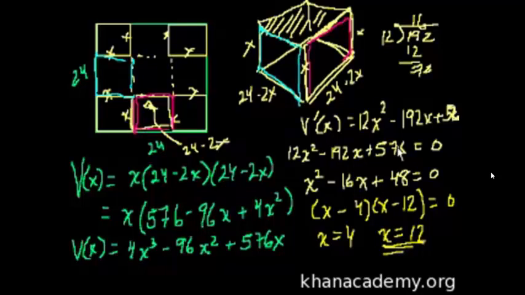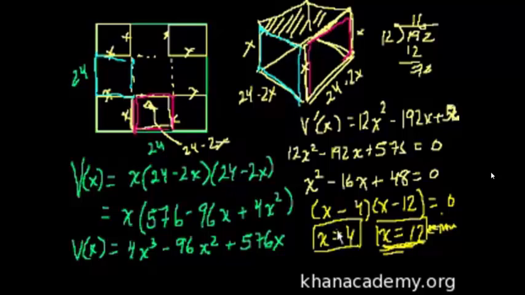What will happen to the volume of the box? If x is equal to 12, what is the length of this base? It's 0, right? Because the length of this base is 24 minus 2x. So this would be 0, this would be 0. So this is a point where we have a volume of 0. So you know that this is going to be a minimum point. And if you want to verify it, take the second derivative of the volume and evaluate it at 12, and you will realize that we are concave upwards and that x equals 12 is a minimum point. So you already know, in all probability, the answer is x equals 4.